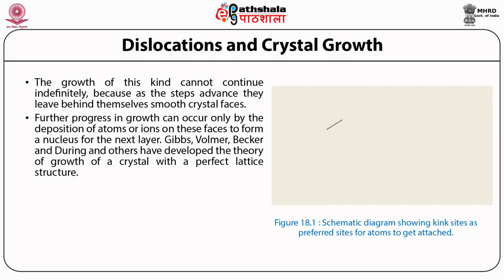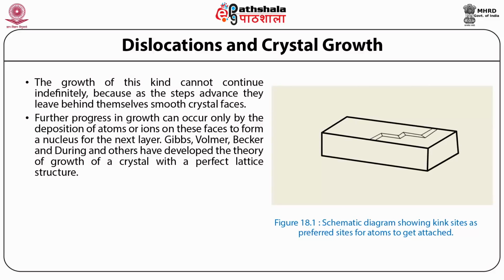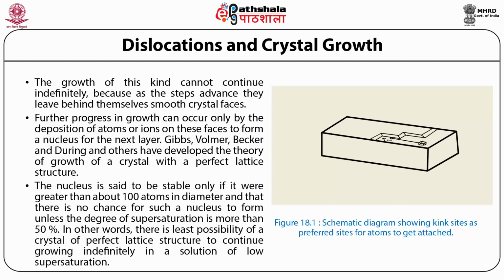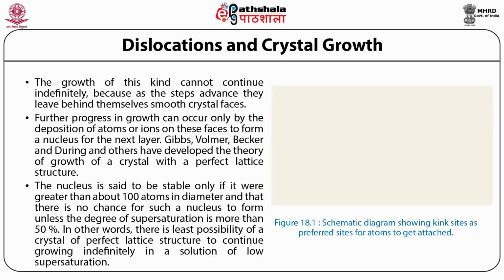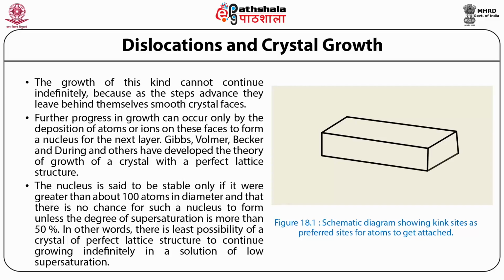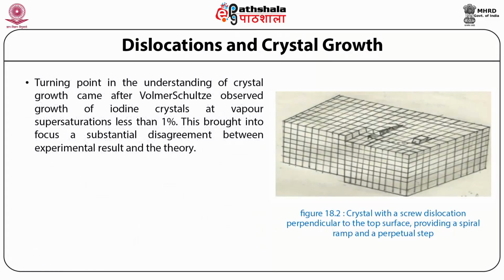Gibbs, Volmer, Becker, Doring and others have developed the theory of growth of a crystal with a perfect lattice structure. The nucleus is said to be stable only if it were greater than about 100 atoms in diameter, and there is no chance for such a nucleus to form unless the degree of supersaturation is more than 50%. In other words, there is least possibility of a crystal of perfect lattice structure to continue growing indefinitely in a solution of low supersaturation. The turning point in the understanding of crystal growth came after Volmer.